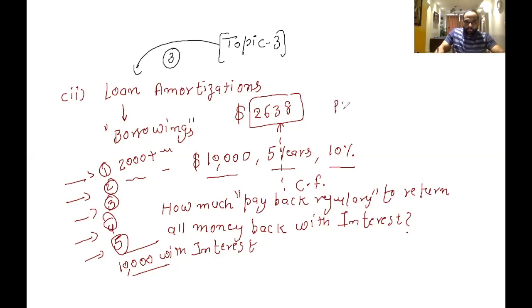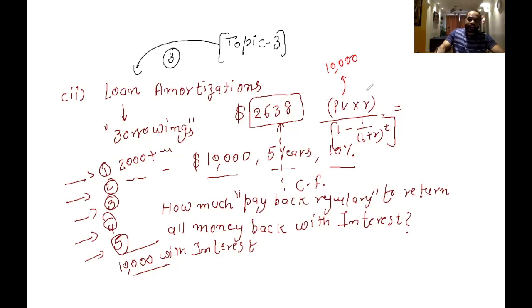We have a formula, which is present value multiplied by rate divided by 1 minus 1 divided by 1 plus R to the power T, right? So if you insert all this information, present value is 10,000 because right now we are borrowing 10,000, so it's PV. Rate is 10%, and time is 5. If you insert this in your calculator, you get 2638. So every year you have to return $2,638, so you can pay all money back to the bank on time. So this is called loan amortization.